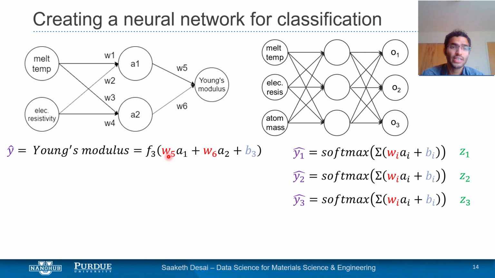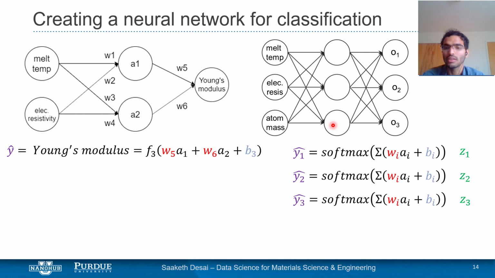In the regression task, our neural network had one output, which was the Young's modulus, and we had one hidden layer and we had weights and biases that connected the inputs to the outputs. Well, a lot of the core concepts remain the same. We will still have weights, we'll still have biases, but to understand this a little bit better, I'm showing a schematic here of a network that has three inputs: melting temperature, resistivity, and atomic mass, and that gives us three outputs, O1, O2, and O3. And we have one hidden layer just as before, but now it has three neurons.